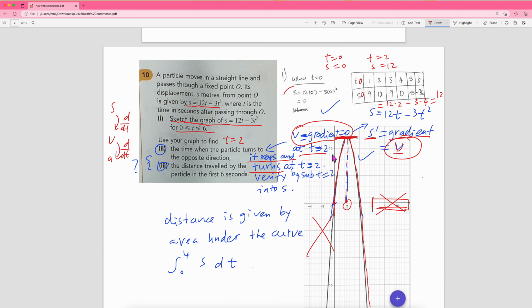Next, the distance traveled by the particle in the first 6 seconds. So t equals to 0, s equals to 0. And when it stops and turns, t equals to 2, s equals to 12, right? So therefore, do I need to test for other times?